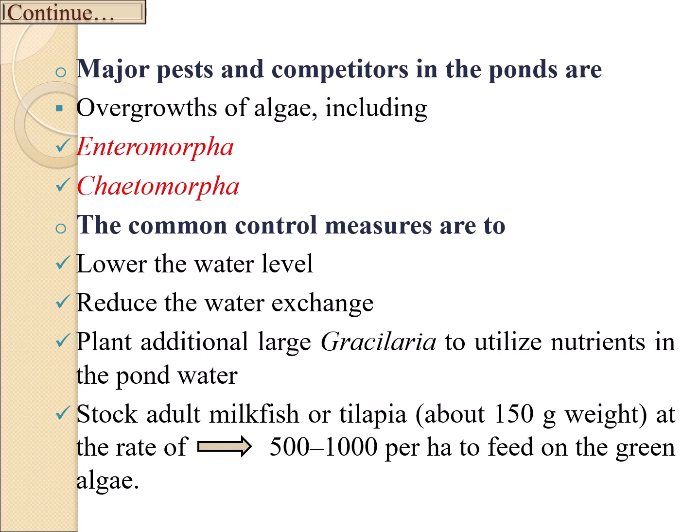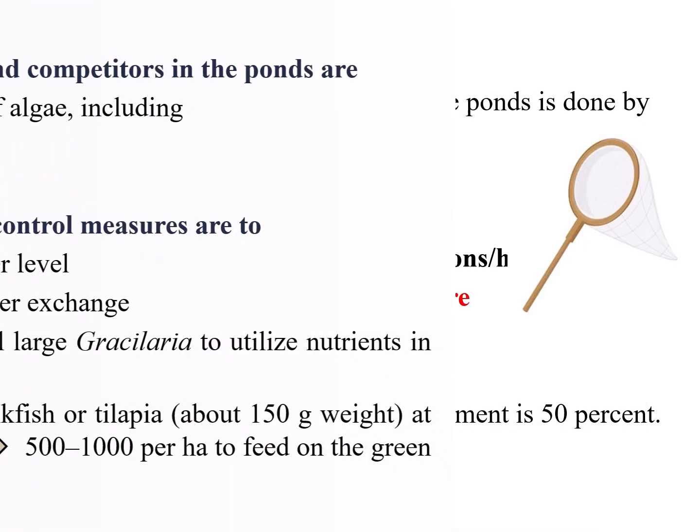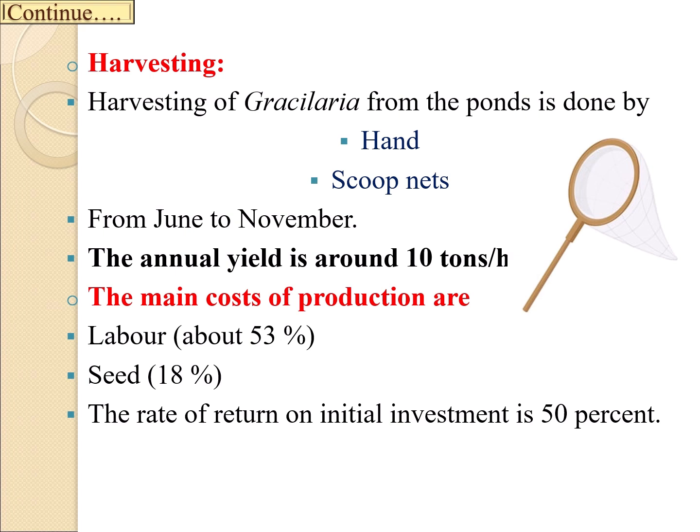Lower the water level. Reduce the water exchange. Plant additional large Gracilaria to utilize nutrients in the pond water. Stock adult milkfish or tilapia of about 150 gram weight at the rate of 500 to 1000 specimens per ha to feed on the green algae.